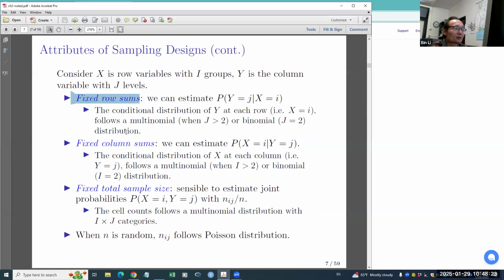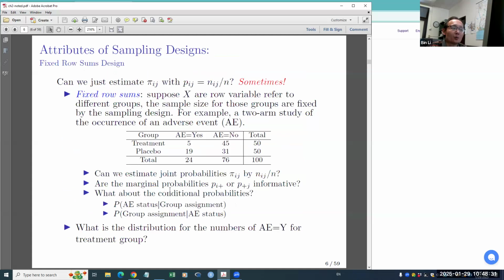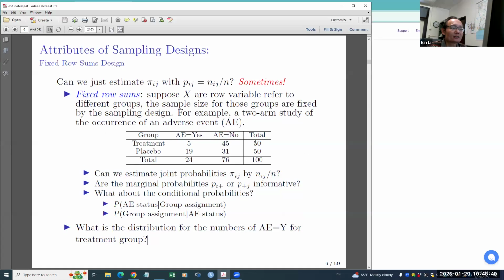Like the fixed row, fixed columns, and fixed total, right? For some of the designs, we can only estimate one type of probability, but not the other. Like here, for this example. Since we preset the treatment group and the placebo group to be 50-50, we can only estimate what? The conditional probability for each group within each group.